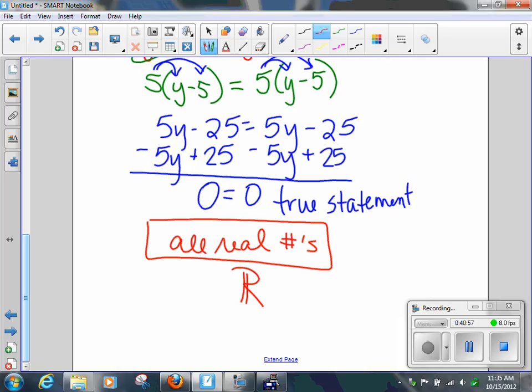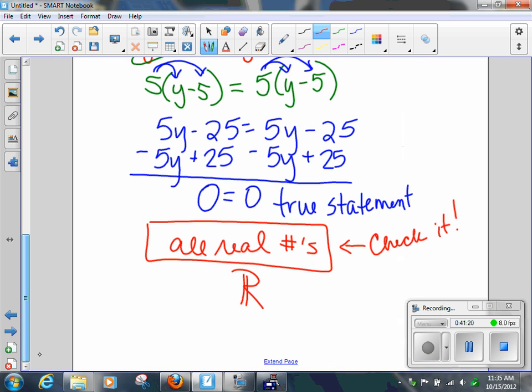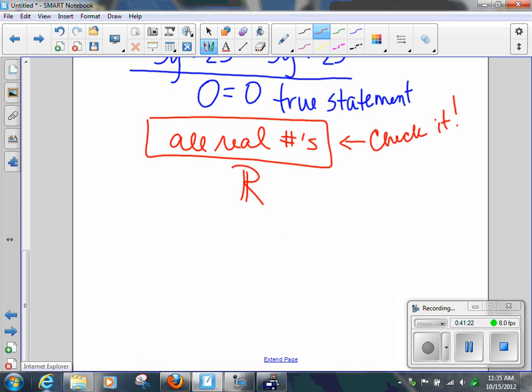Plug in random numbers. Choose a random positive number, and then choose a random negative number. Check it by using these random values. Plug it into the original equation. So check it. What is it? 5 over y minus 5 is equal to y over y minus 5 minus 1.